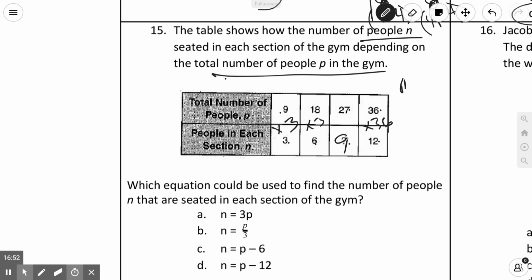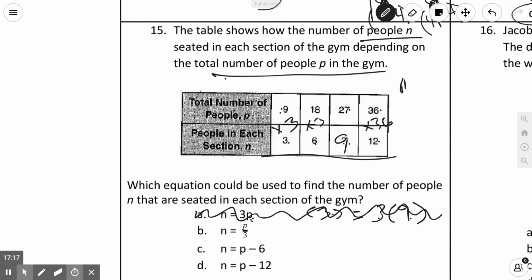So let's look. If I have N, I'm going to put parentheses. And instead of an N, I'm going to put one of these here. So let's do 3, small numbers. They're easy to work with. Equals 3 parentheses. And instead of putting a P, I'm going to put 9 for P. So another question is, is 3 times 9 equal to 3? And I think the answer to that is no, because 3 times 9 is 27.